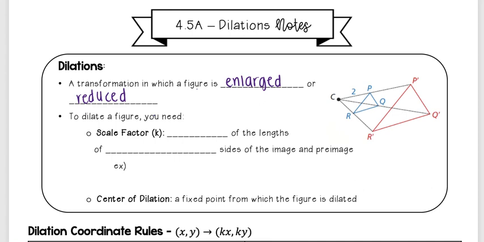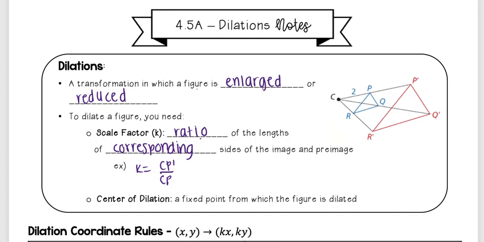And so to dilate a figure we need to have a scale factor, and we labeled this as K. And the scale factor is a ratio of the lengths of corresponding sides of the image and pre-image. So for example, if I'm looking at this picture, the scale factor here, K, could equal CP prime over CP.